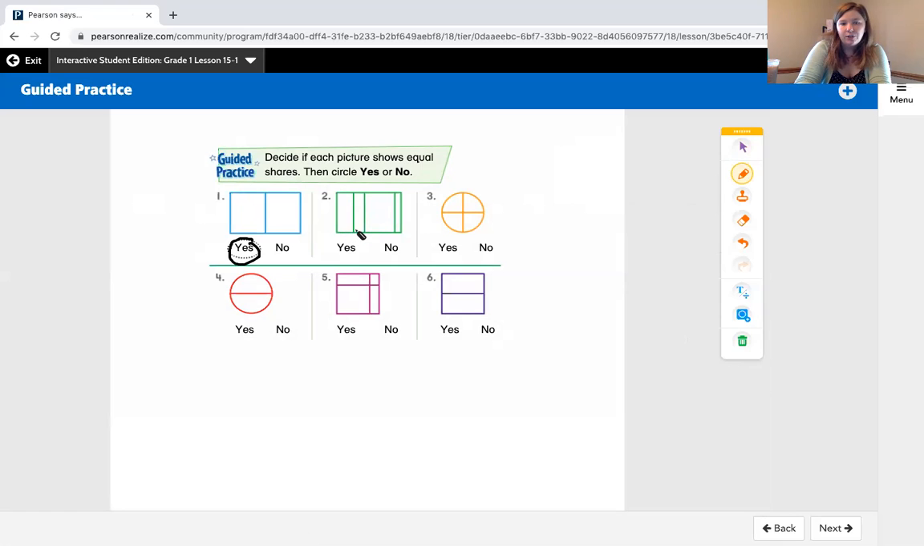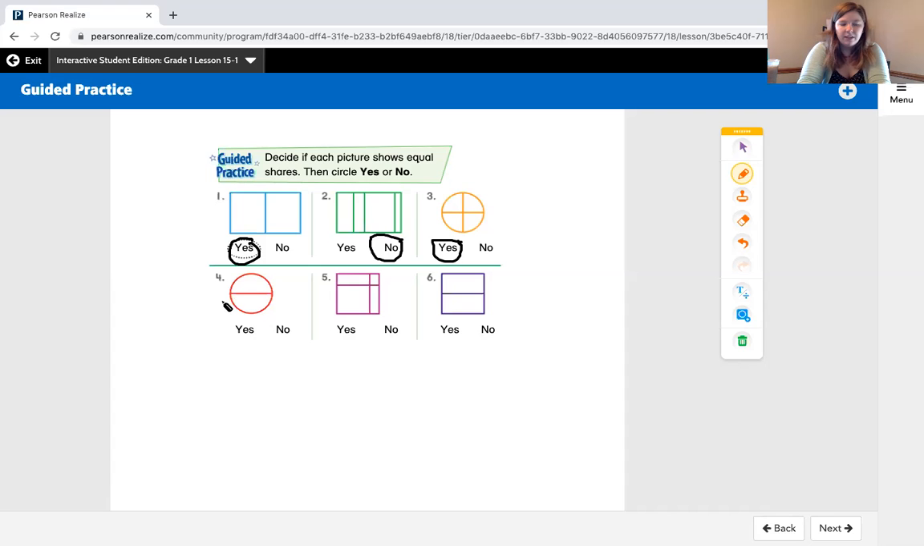Look at number 2. How many shares are there? 1, 2, 3, 4. Would everyone get the same amount? No, it is not equally divided. Look at number 3. How many shares are there? There are 1, 2, 3, 4. Are they equally divided? Yes, the shares are equally divided.